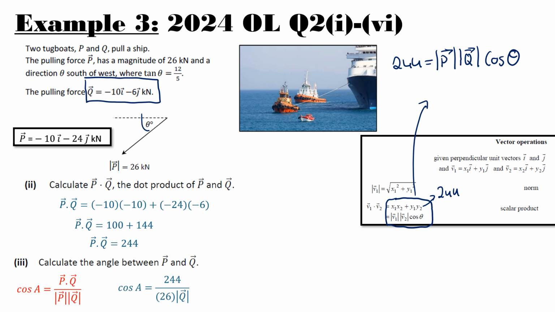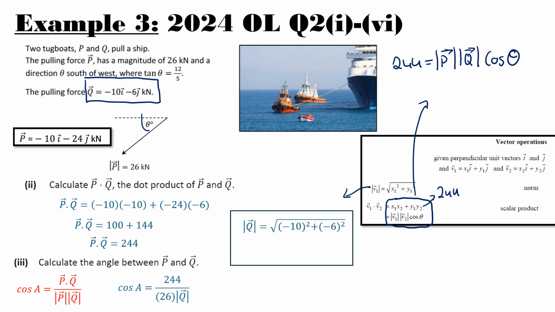Now we actually don't know the magnitude of Q, so we're going to have to work that out. So the magnitude of Q, we're using this formula here. And it's going to be the square root of minus 10 squared plus minus 6 squared, which gives us 2 root 34. I am going to leave it in surd form. I'm going to plug that in, and we can tidy that up, or you can leave it as is. I'm lazy. I like to leave mine as is and just put that into the calculator as my cos inverse. And we get a final answer of 36.42 degrees.